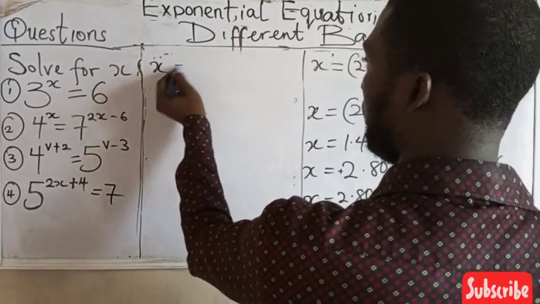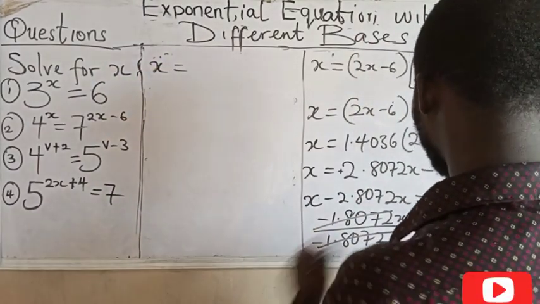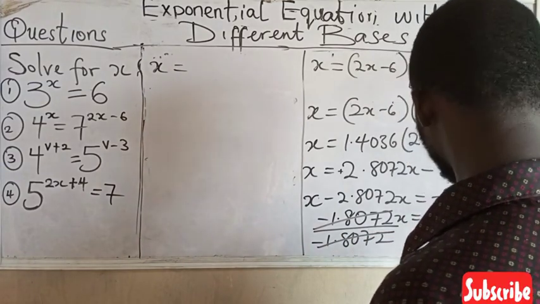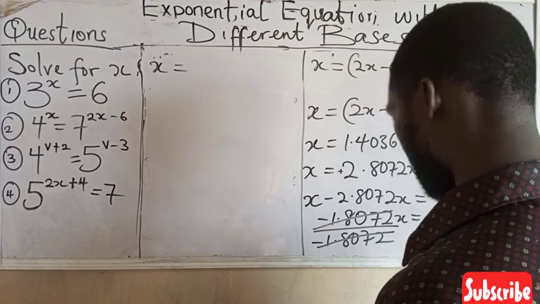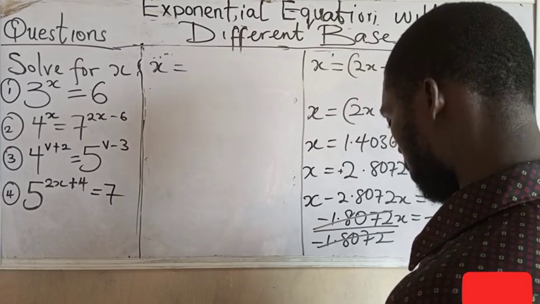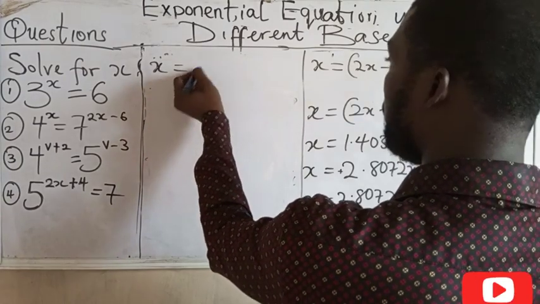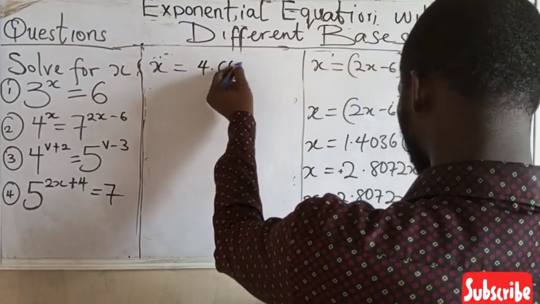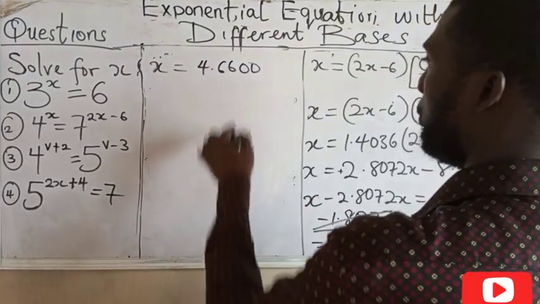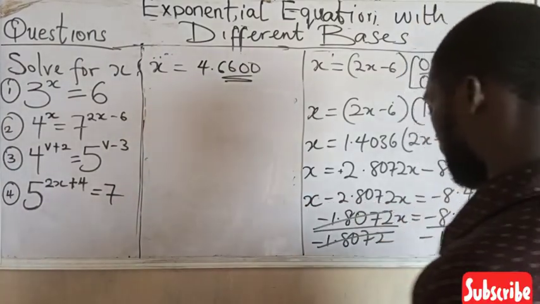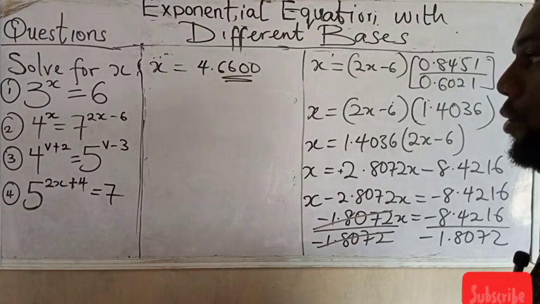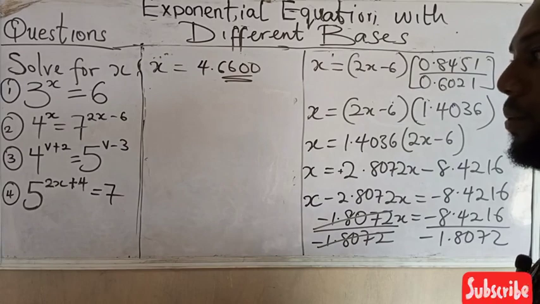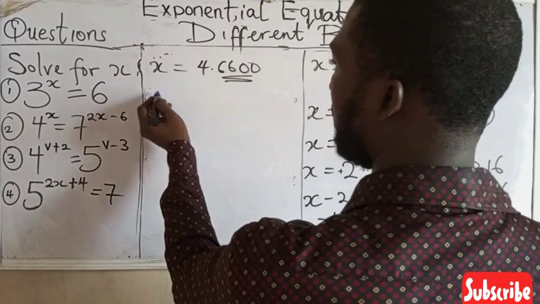So x will stay alone, that is x equals 8.4216 divided by 1.8072. So what do we have? x equals 4.6600. And that is our answer. So if you plug in the value of this on both sides, you should be able to get the value, or approximately the value. So that is that for that. Let's move on to number 3.